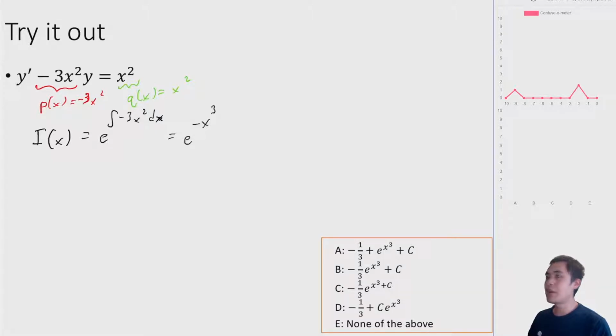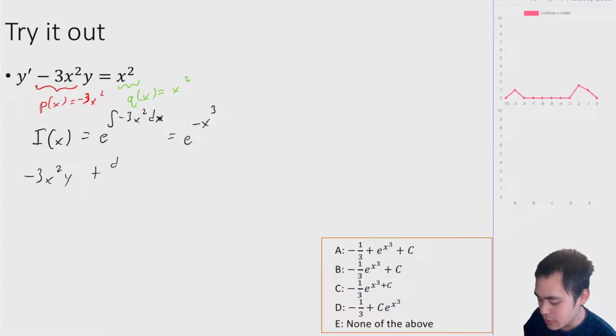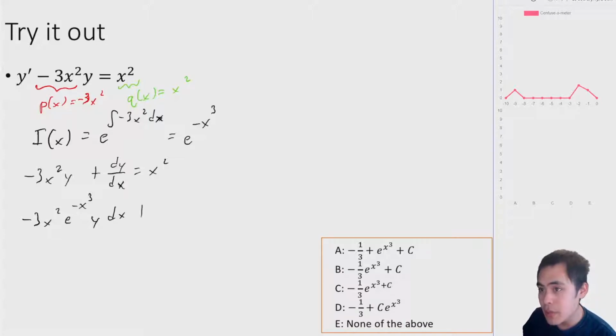Once you have this step, all you have to do is multiply everything. So if you were to rewrite it, you could rewrite it as minus 3x squared y plus dy dx is equal to x squared. Multiply everything by e to the minus x cubed. So minus 3x squared e to the minus x cubed times y dx plus e to the minus x cubed dy is equal to x squared e to the minus x cubed dx.